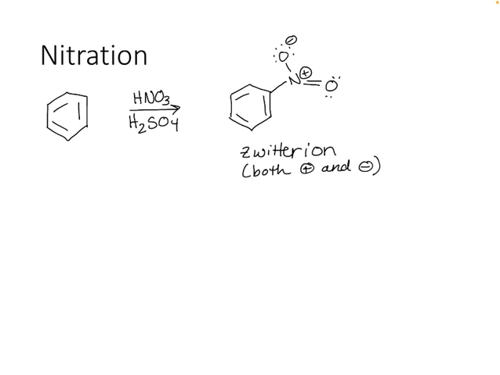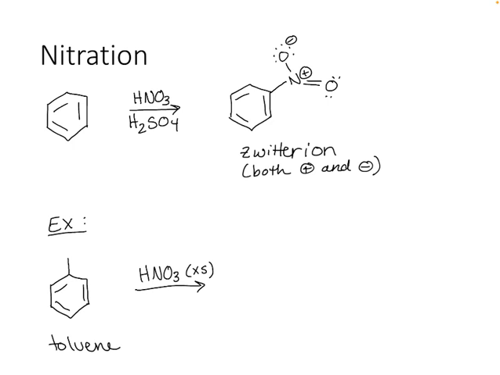Now, one way that we could use this reaction is to make TNT. So let's look at that example here. If you start with toluene, which remember has a methyl group on a benzene ring, and you add excess nitric acid and sulfuric acid here, you end up adding those nitro groups basically all the way around the ring, but they're alternating.